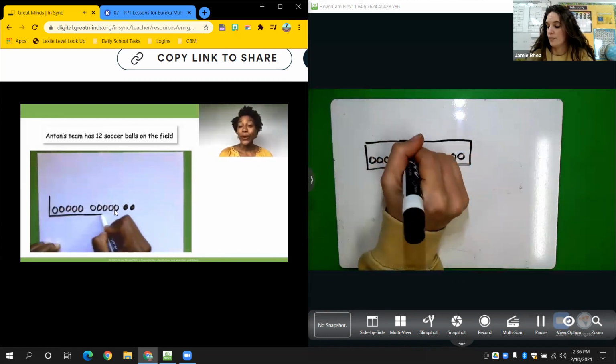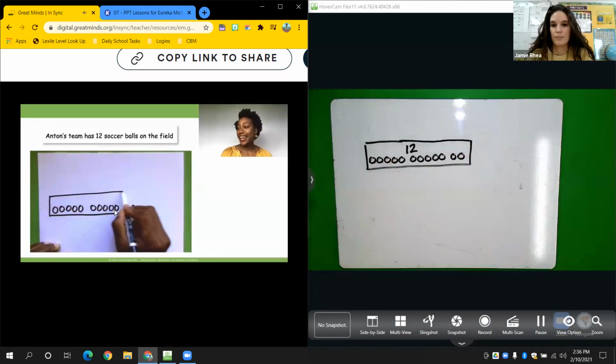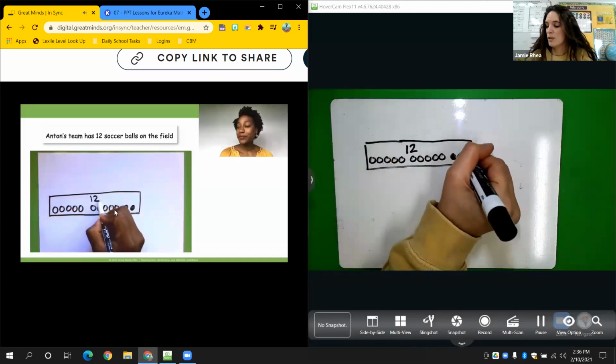Make sure you put a rectangle around it just like this. And I'll label it 12 because there are 12 soccer balls in there, to show that that's more than 10.